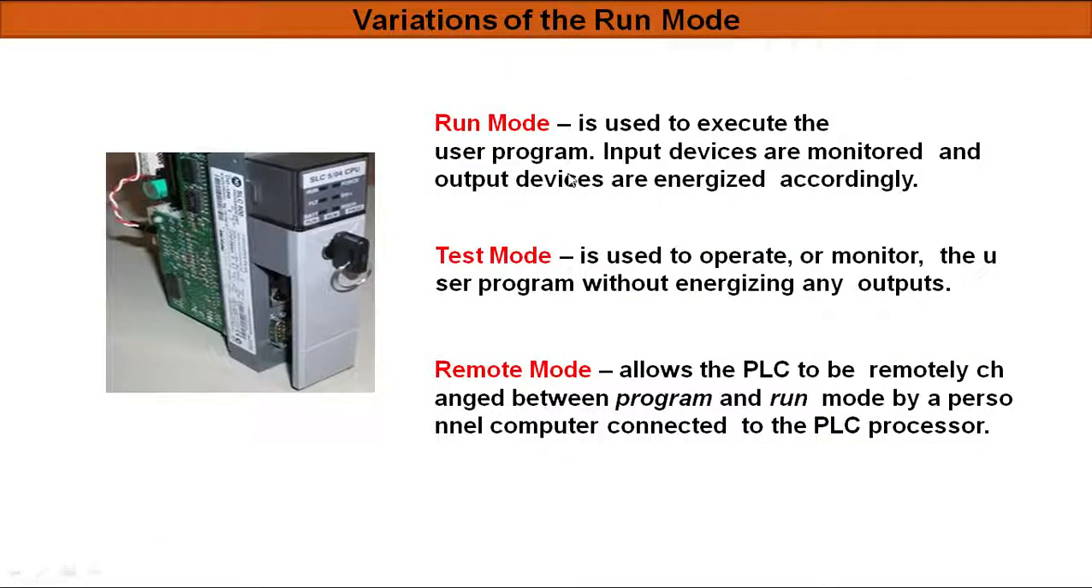Run mode is used to execute the user program, with input devices and monitored output devices energized. Test mode is another mode. It is used to operate or monitor the user program without energizing any output. Remote mode allows the PLC to be remotely changed between program modes by a personal computer connection.